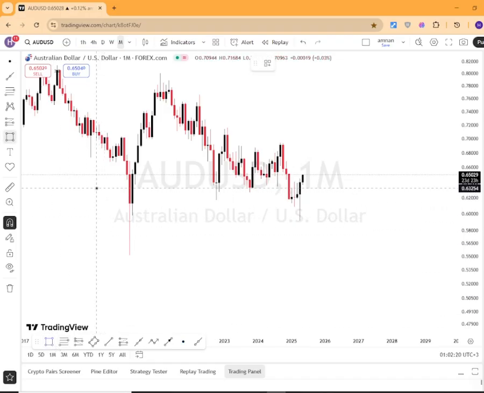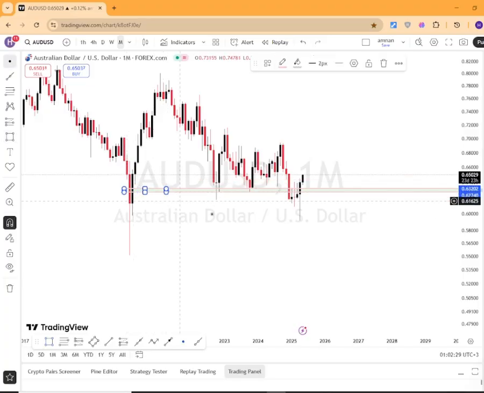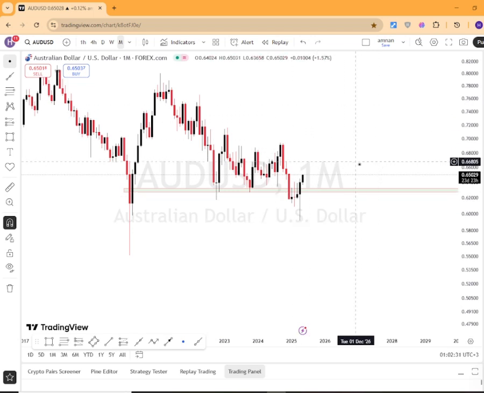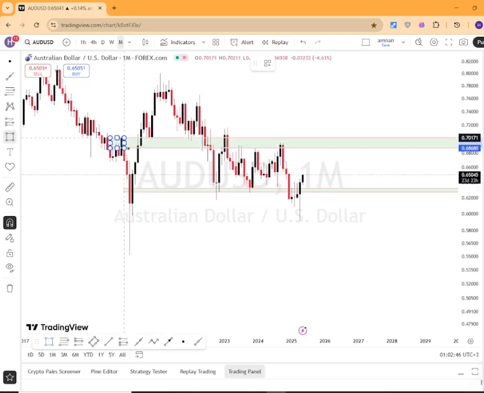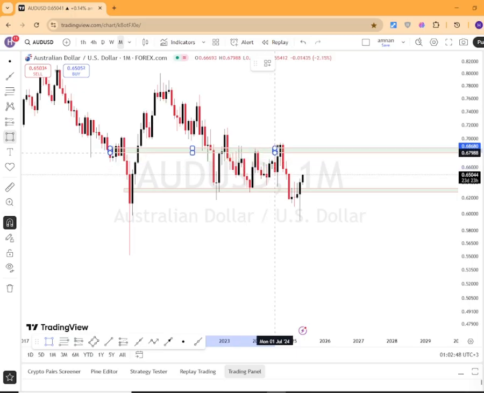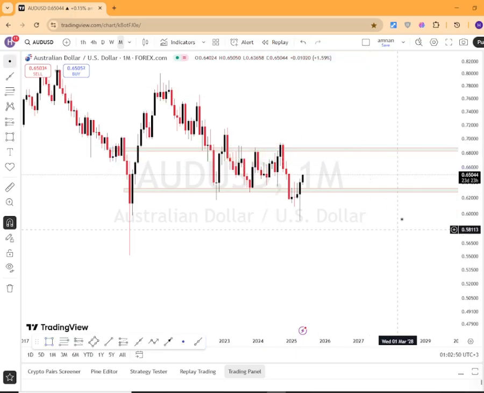Let's check AUD USD. Yes, exactly, this is AUD USD. Let's start with the monthly time frame. On this monthly time frame, maybe we draw a trend line from up to here. We draw the trend line from here. This is our trend line. No, I'm sorry, this is not a trend line. This is support.